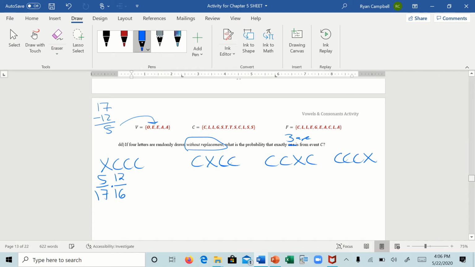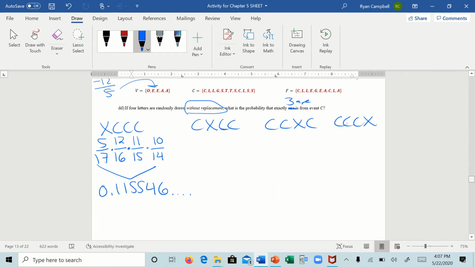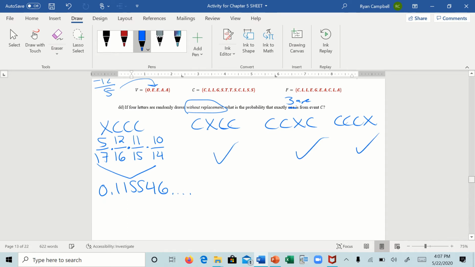All 12. All right? So if you take out a consonant, that means we have one less letter and one less consonant now, right? Then we have 11 of them. And again, the last one, we have one less letter and one less consonant. So when you multiply those all together, we get 0.115546... These should also be the exact same, so we can just multiply that by 4, and we get 0.462.